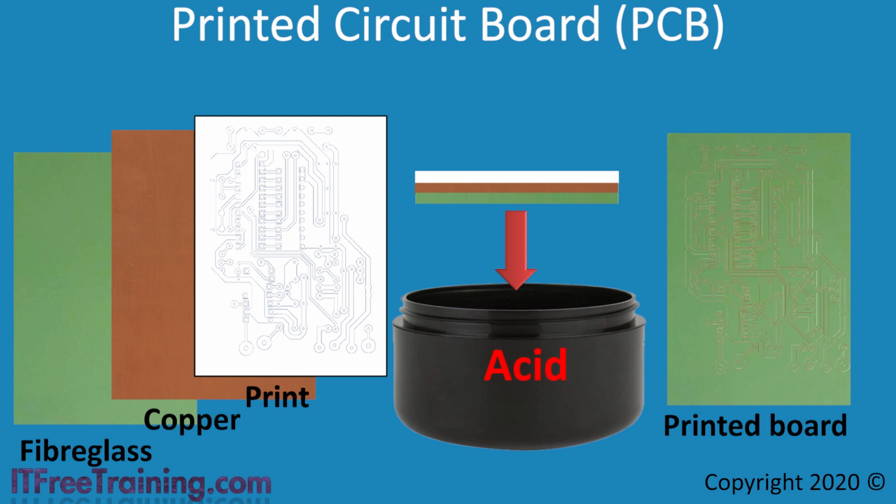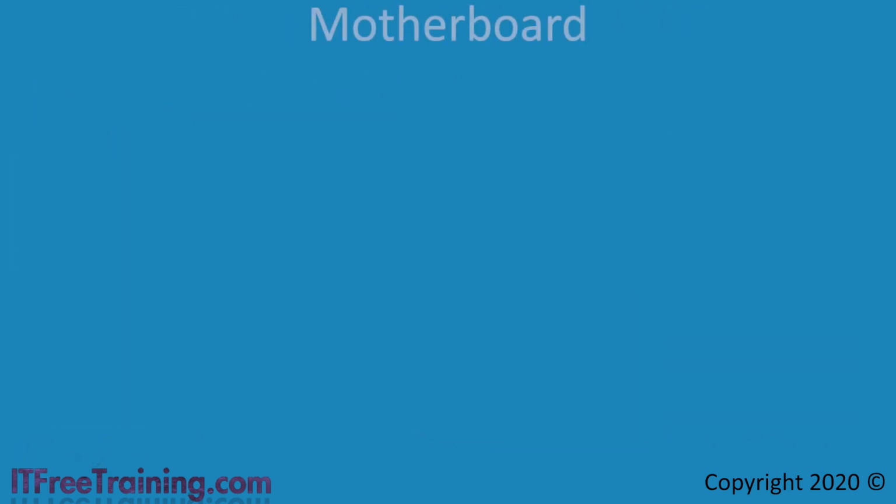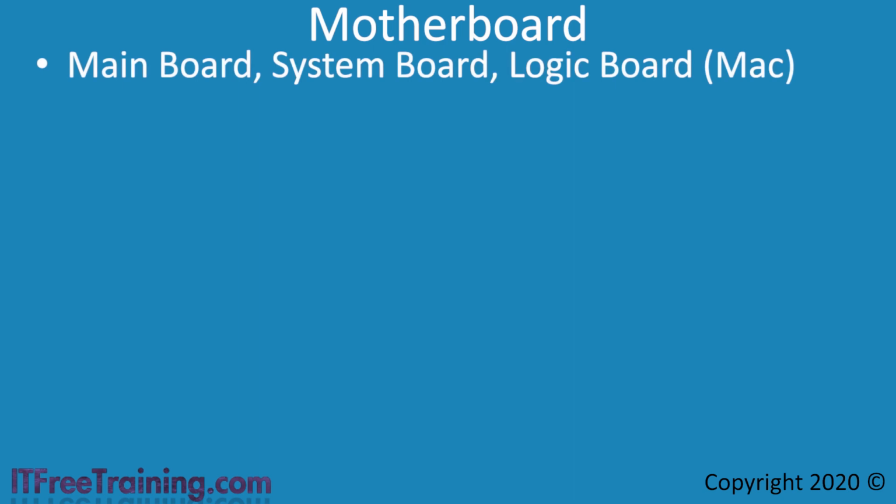PCBs are nothing new. They started becoming widely used in the 1950s. They are found in just about any electrical device on the market. What has changed is how precisely they can be made, and that they are now made from multiple layers. A motherboard is often referred to by different names. These include mainboard, system board, and in the case of a Mac, logic board.